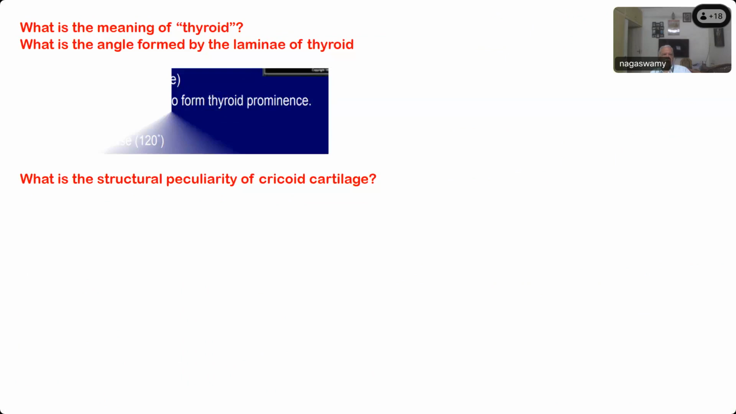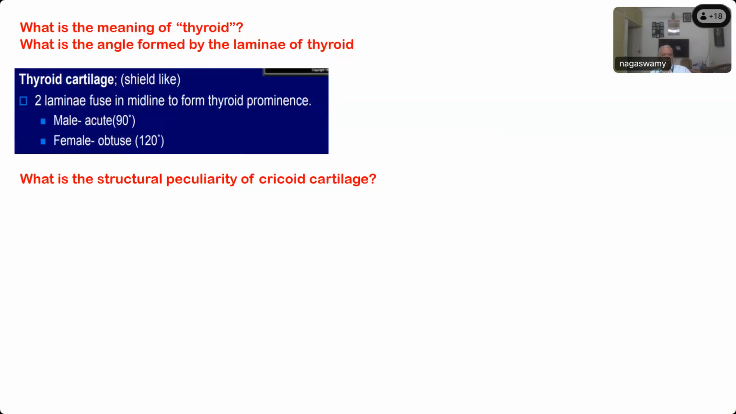And what is the meaning of thyroid and the angle formation of the lamina? It is a shield. Thyroid means shield. So it is like the Roman soldiers who hold the shield. Most of you would have seen those pictures. Because it resembles that, it is called the thyroid cartilage.